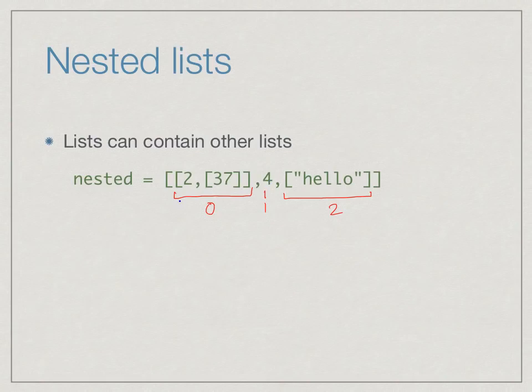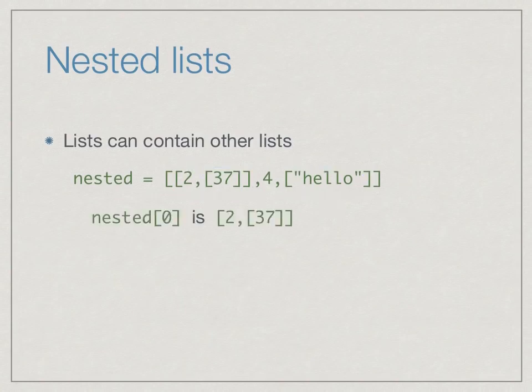Position 0 is a list which in turn has itself two positions 0 and 1, and the value at position 1 is itself another list, so it's a third level of nested list which has a single value 37. Similarly, the value at position 2 is itself a string, and therefore this is a sequence and it has its own positions.